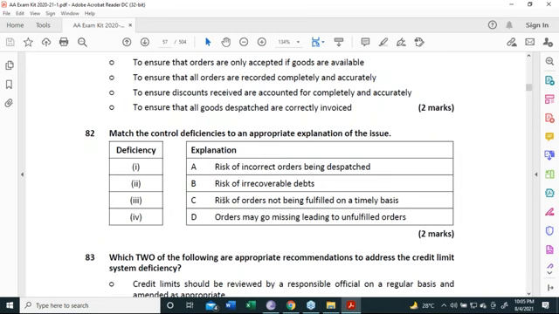As a result, if things are not available, what happens then? Yes, Alima, you're right. There is a risk of orders not being fulfilled on a timely basis because things are not available and you have received the order. You have acknowledged the order. How are you going to honor it? One is with C. Okay, let's go to number two.